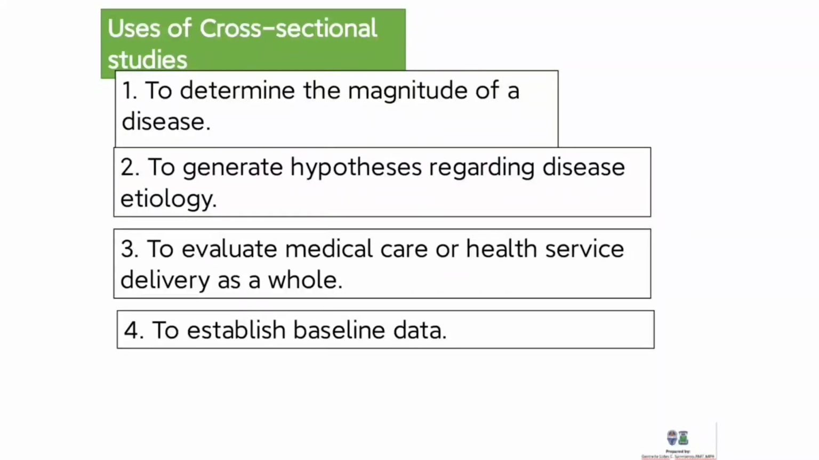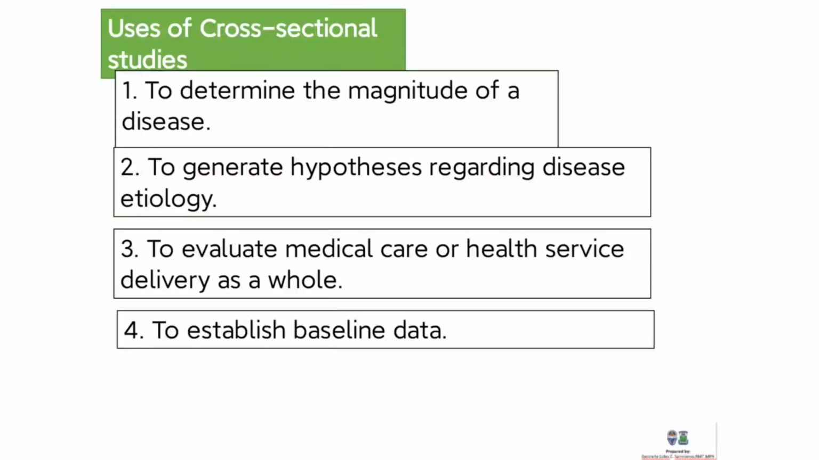So other uses niya, the first one, to determine the magnitude of the disease. Yes, you assess on a single point in time lang, you assess the magnitude of that disease, disease occurrence. Okay. Second one, syempre, to generate hypothesis, because once again, cross-sectional study is both descriptive and then analytic. So ang goal niya is to generate a hypothesis. At the same time, you test the particular generated hypothesis by measuring the disease association tsaka yung frequency.